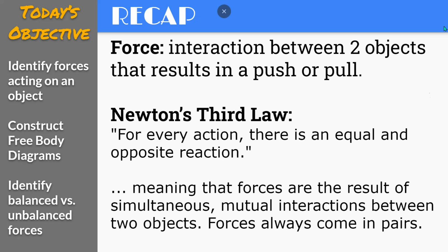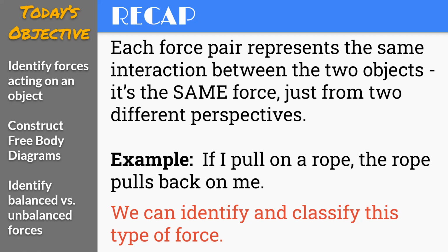And so we were talking about how those mutual interactions give us these force pairs that are equal in magnitude and opposite in direction. Each force pair represents the same interaction. So talking about the interaction between you and the Earth, it's the same force from two different perspectives. The Earth's gravitational field pulls down on you, you pull up on the Earth's gravitational field, and so you're describing it from two perspectives. Or I push on the desk, it pushes back on me. It's the same force because it's the same interaction. Or this one, if I pull on a rope, the rope pulls back on me.